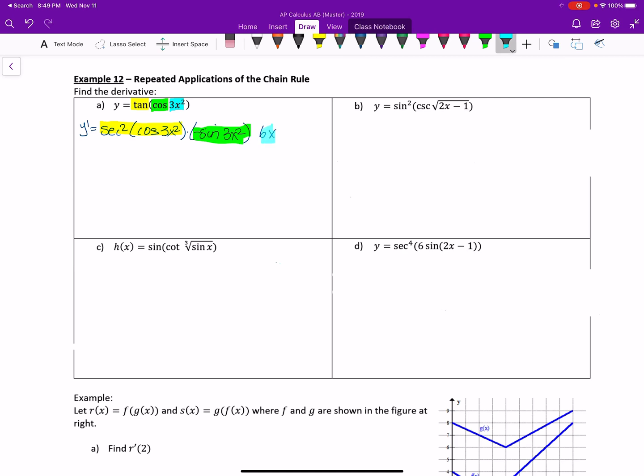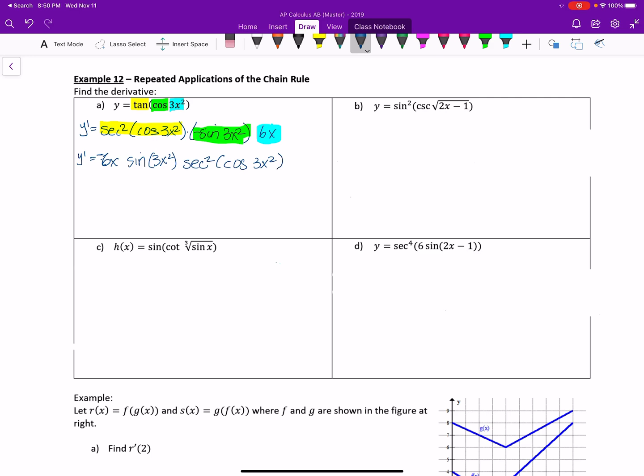To highlight that part there, and then you just have to polish it off a little bit. y prime is equal to, I would put the 6x out in front. Oh, and I forgot the negative there. So the negative, don't forget, from the sine. And then I would do sine of 3x squared times secant squared of cosine of 3x squared, like that.